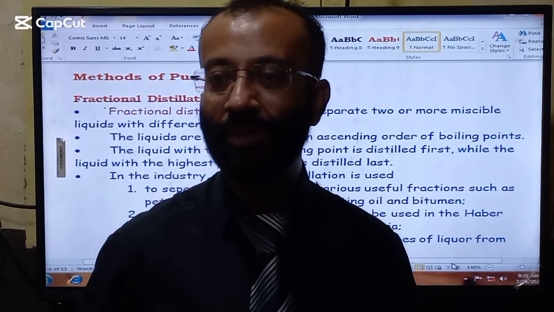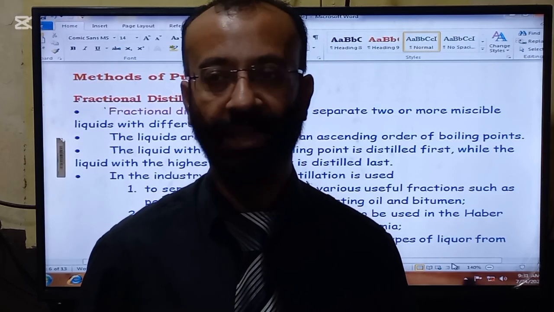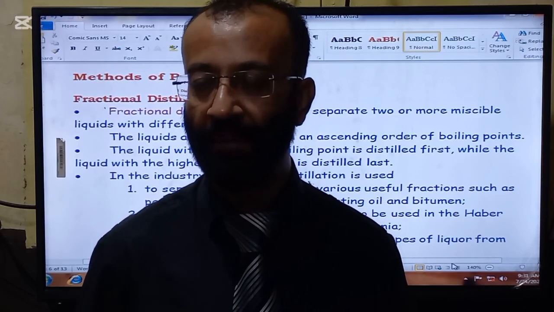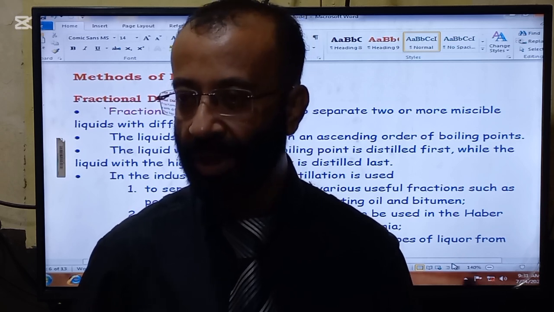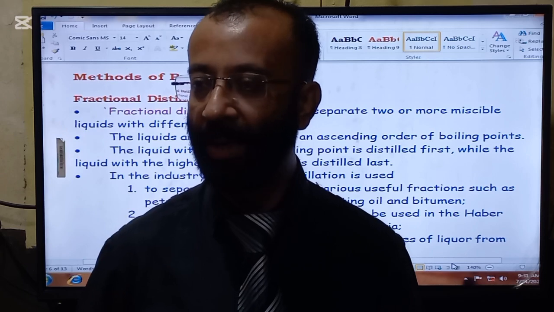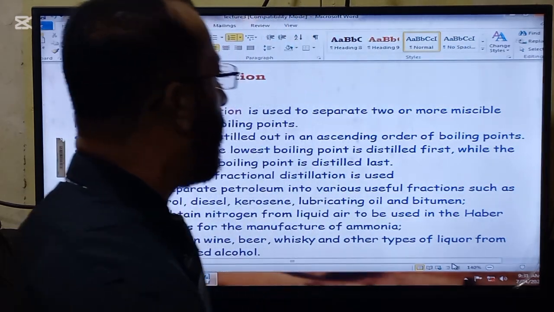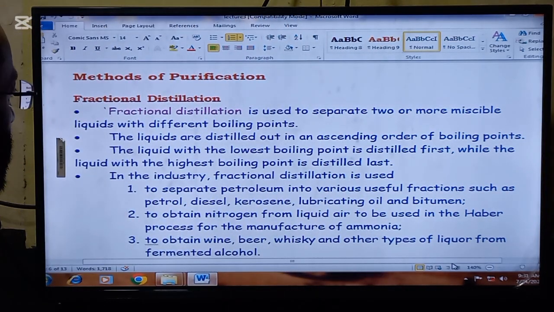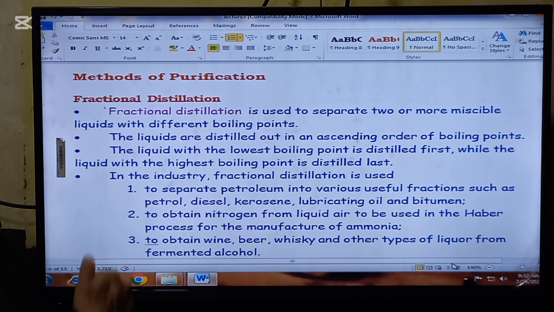Good morning, students. Today we are going to read fractional distillation. That is a method of purification. And this is a question particularly for Paper 4 of the chemistry subject. Paper 4 is Alternative to Practical, in short form called ATP. So concentrate yourself. We are going to read fractional distillation today.